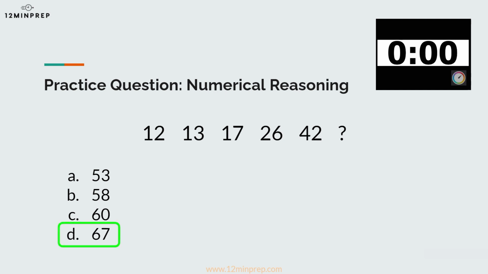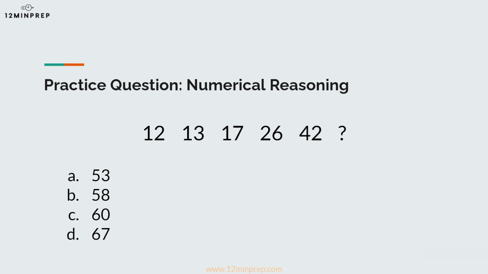The correct answer is D. Take a look at the difference from one number to the next. +1, +4, +9, and +16. These are perfect squares. 1 squared, 2 squared, 3 squared, and 4 squared. This means the next number should add 5 squared, which is 25. 42 plus 25 gives us 67, making D the correct answer.